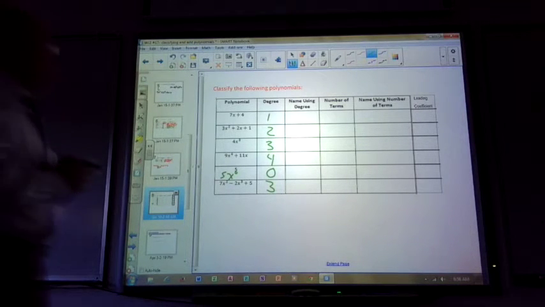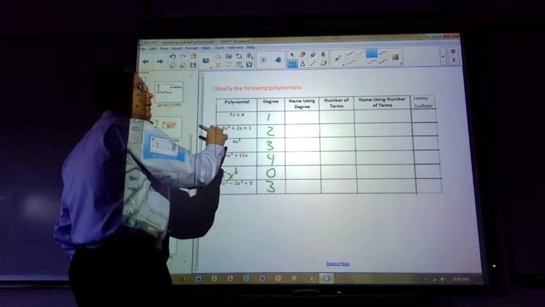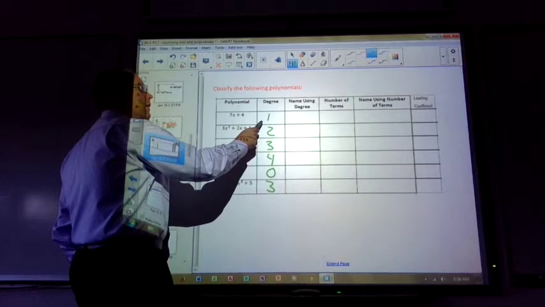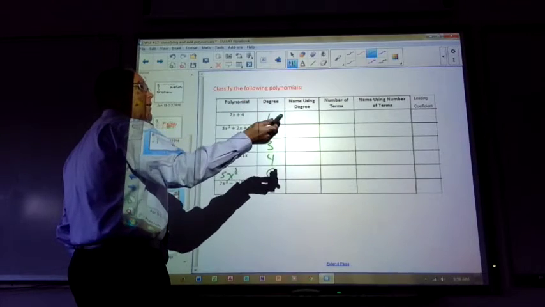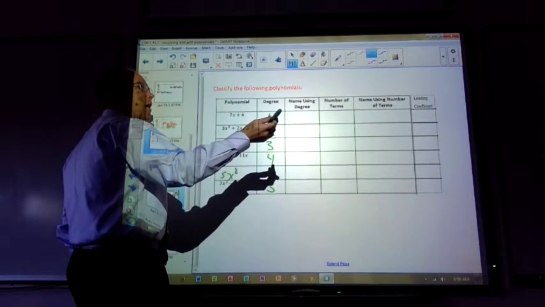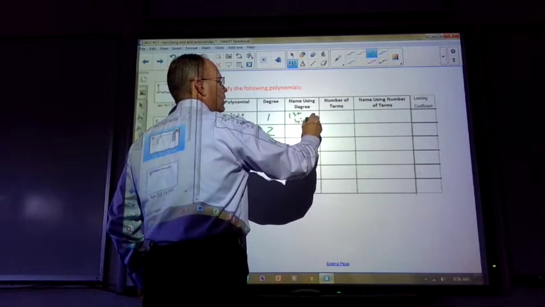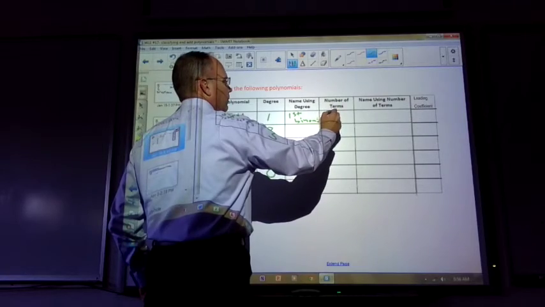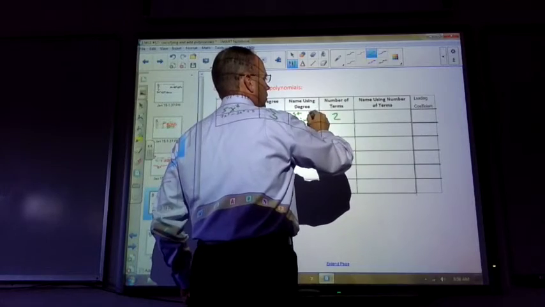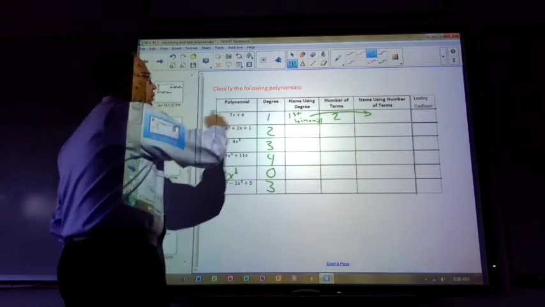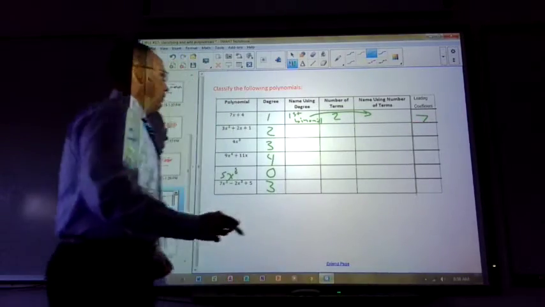Name using degree. What degree? First degree. How many terms? 2. Which means? Binomial. So this is a first degree binomial. Number of terms, 2. So we already did it. This is the same answer as here. Leading coefficient of this one? 7. All right, let's see if we can do the next one right.